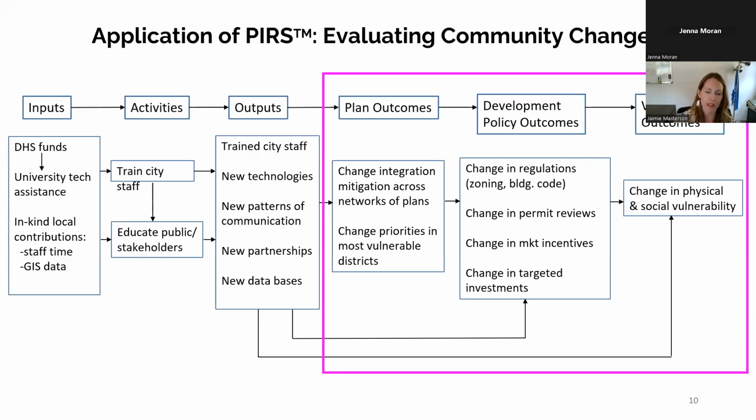So are there ways in which we can pull mitigation policies into our other plans and prioritize that in some of the most vulnerable districts? And within those plans, are there different policies like regulations, zoning and building codes, permit reviews, market incentives, other targeted investments, all of these policies that are usually embedded in those plans that can help us at the end of the day reduce our vulnerability? So this is the big picture logic model of what we're getting at and why we feel it's so important to evaluate plans.